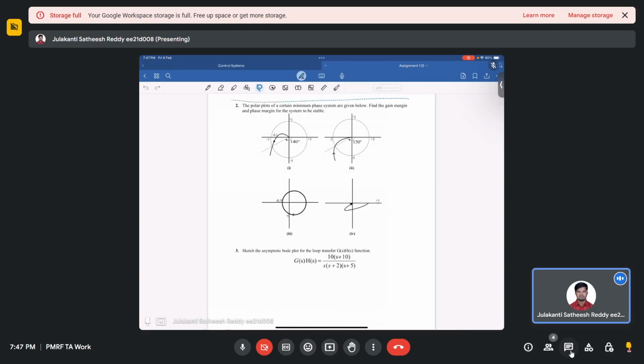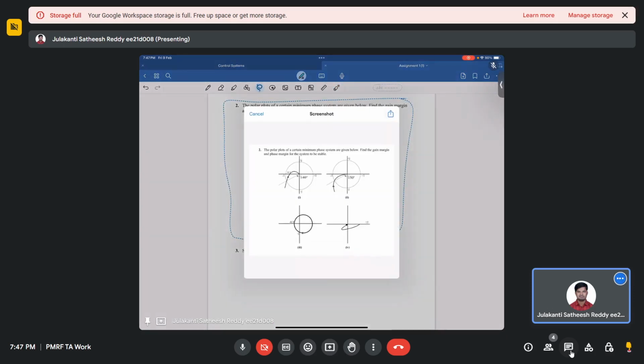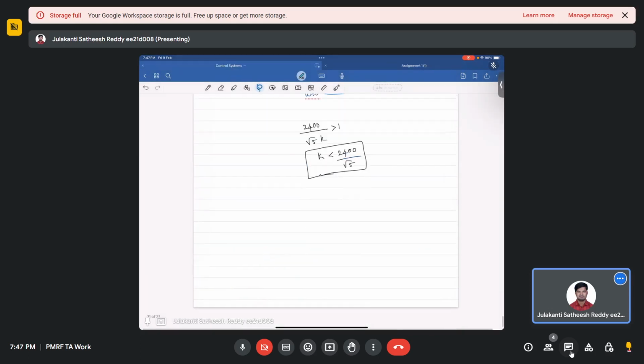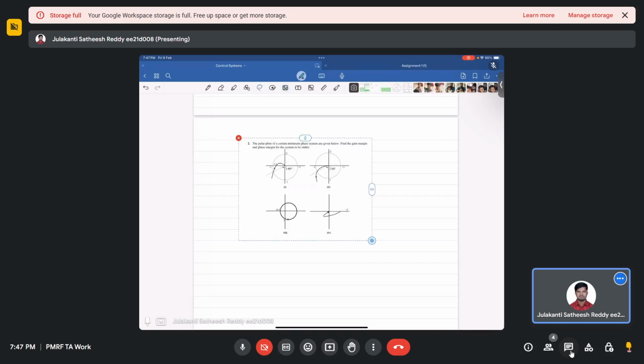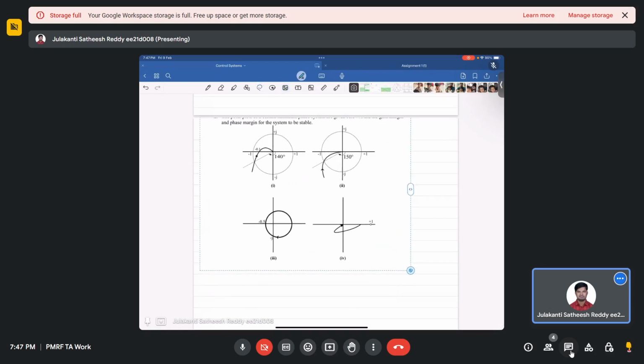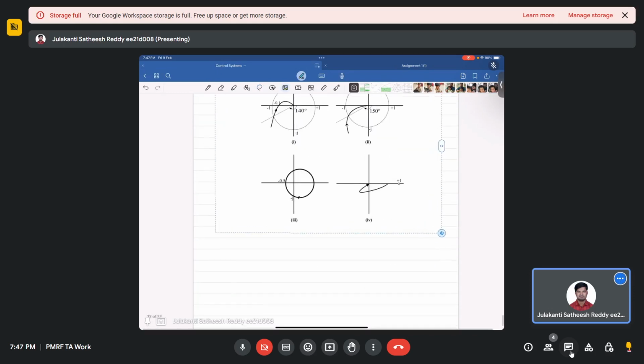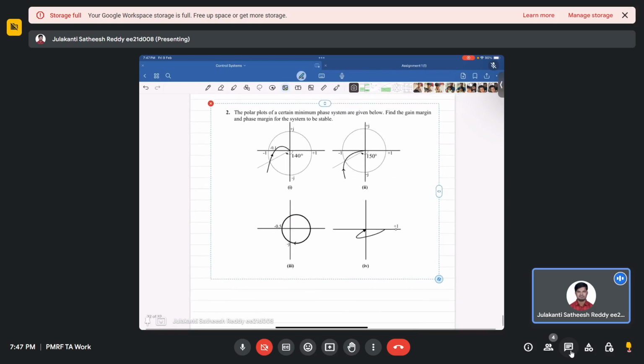You need to determine, you can see question number 2 here, right? You need to find now the gain margin and phase margin. With respect to this, can you answer question number 1, Roman number 1? Just now we have seen. What is the gain margin and phase margin?